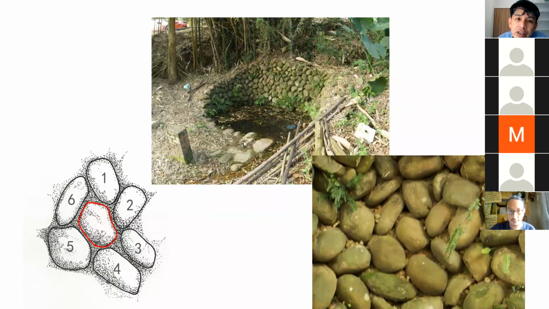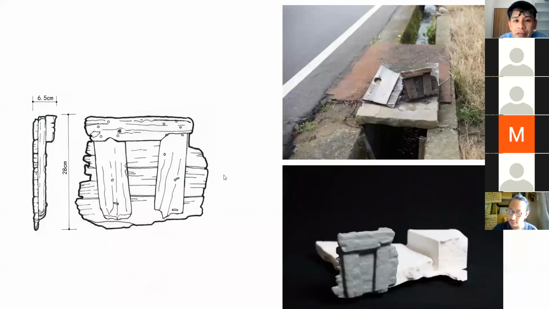Yes, you can see this is also a water washing place. The stone is very, very beautiful. And also this method, you can see that. Pick any one stone and there are 1, 2, 3, 4, 5, 6 surrounding. So it's an interesting finding. Now this is just a board for adjusting the level of the water.